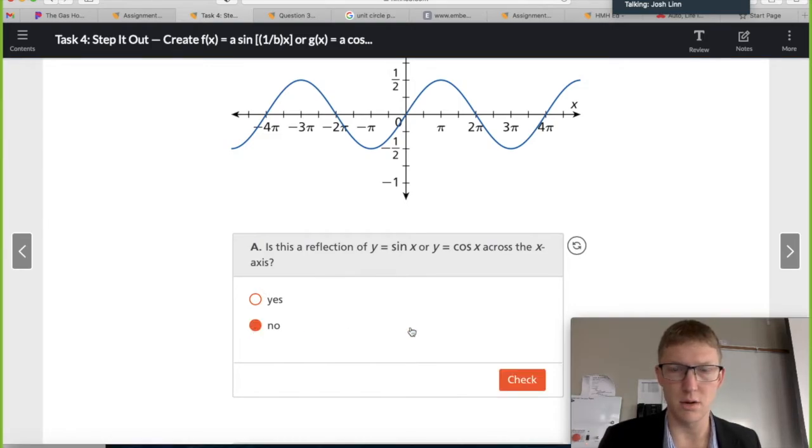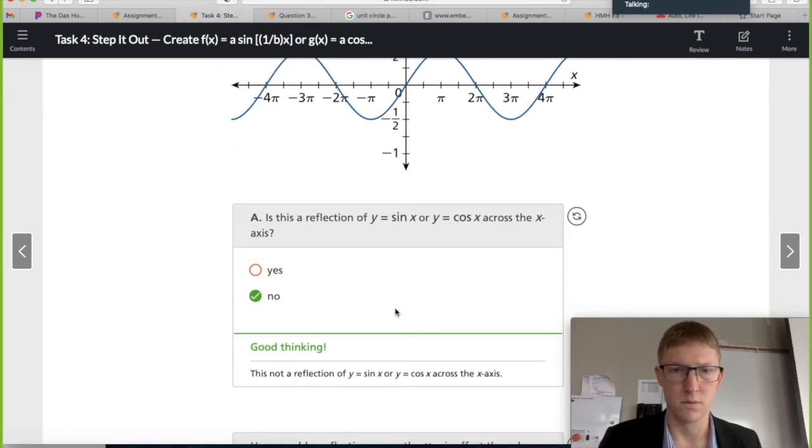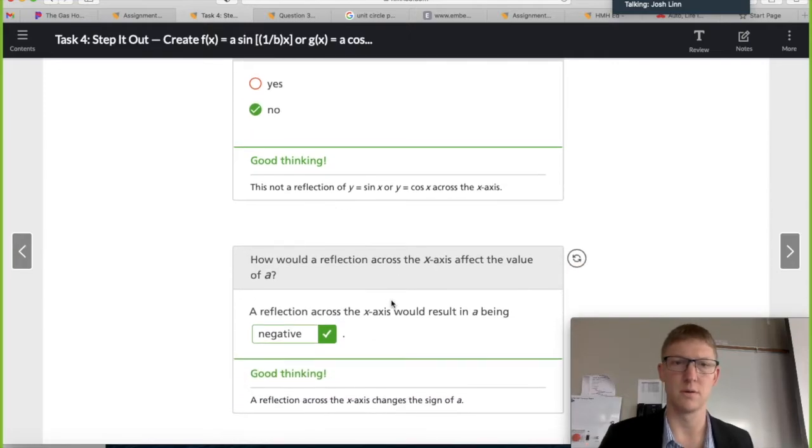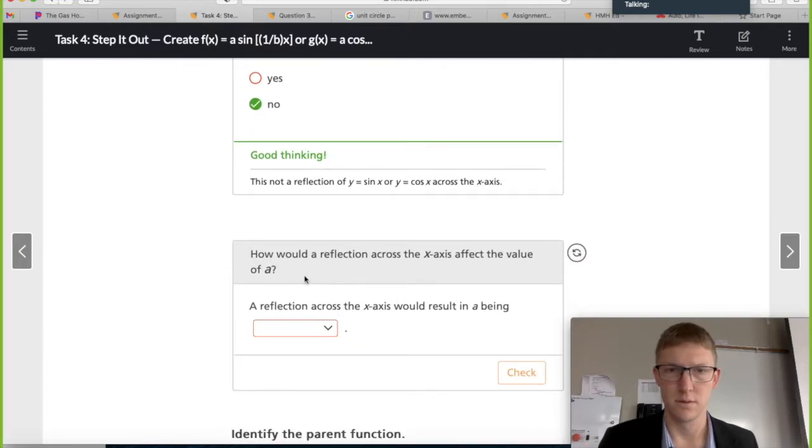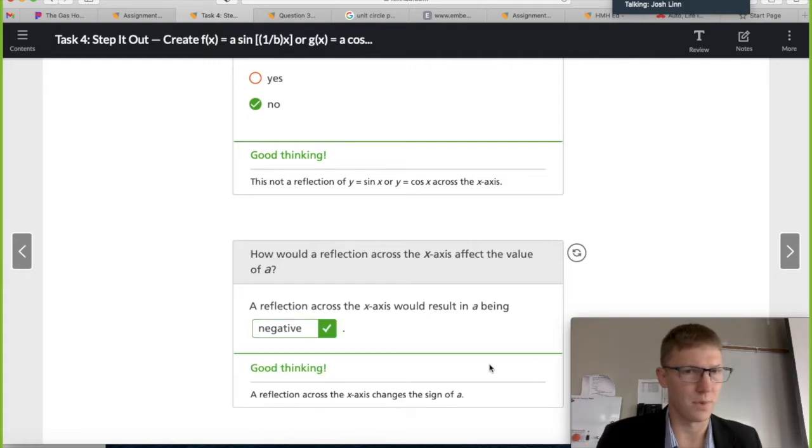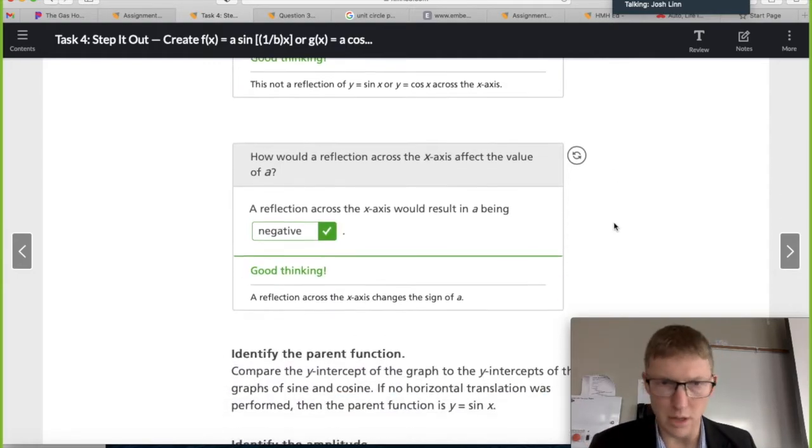I'm just going to say no. That's a weird question. So a reflection across the x-axis would affect the value of a. It would turn negative. Okay. I don't know why we're starting with that.